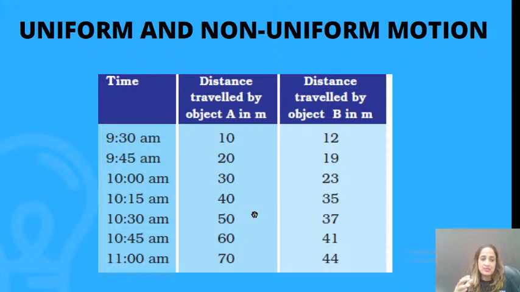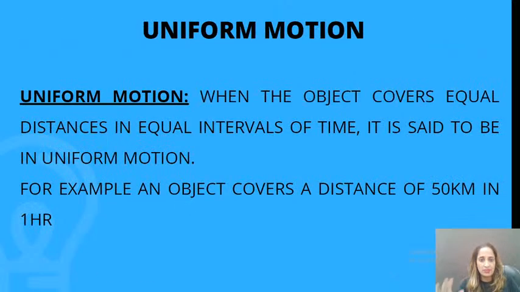So this type of motion is called uniform motion. When you cover equal distance in equal intervals of time, this is uniform motion. And when you cover unequal distance in a given period of time, that is called non-uniform motion. Simple, guys. So here we will define it. When the object covers equal distance in equal intervals of time, it is said to be in uniform motion. Same motion, uniform, it doesn't change.